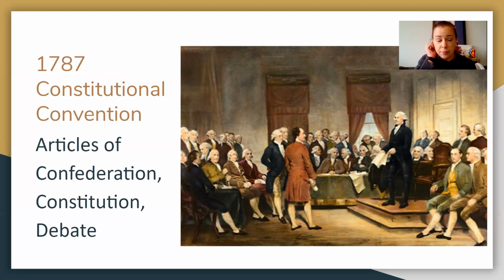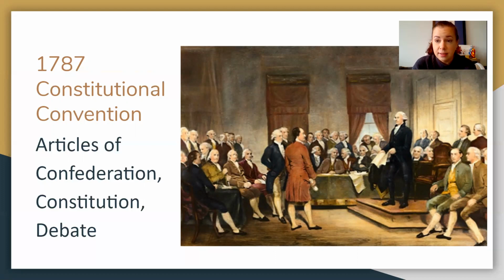Some of the more notable compromises are the 3/5 Compromise, which gives Southern states representation that includes their slaves. So you have the North arguing, if you say that they're just property, why should you get representation for them? And the South pushing to have them counted for representation so that way they can have more representation in the House of Representatives. And so you end up with a compromise of, for every 5 slaves, we will count 3 of them towards your population.